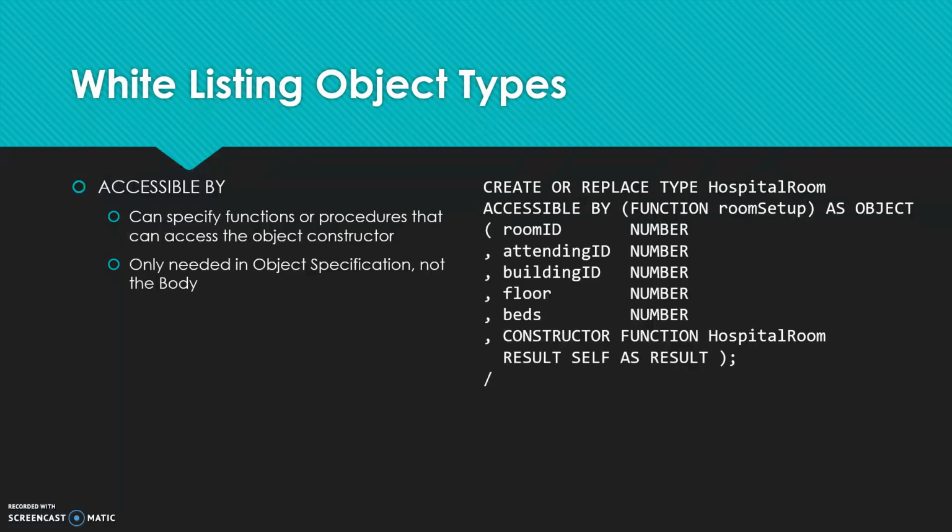Whitelisting object types: just as in packages, we can create the accessible by statement, which will allow these objects to be accessed by specific objects, and we can specify those functions and procedures that can access the object constructor. This is only needed in the object specification and not in the body. You can see here that we added the accessible by to the function of room setup, and that function can now access this type.